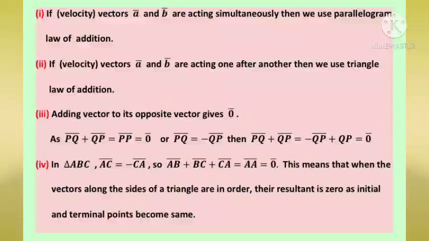Now what does the third note say? Adding a vector to its opposite vector gives a zero vector, 0 bar. See, how is it possible? We have seen the negative of a vector. So here you can see we have written PQ bar plus QP bar. Means what? You are going from P to Q and again from Q to P you are coming back. So your initial and terminal point is the same, that is equal to PP bar.